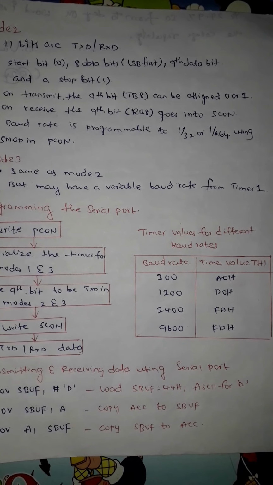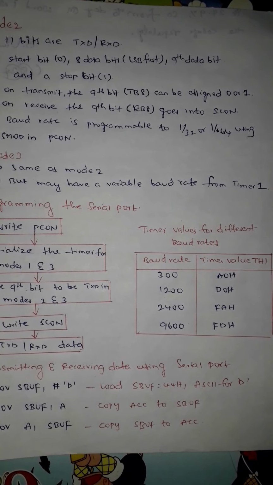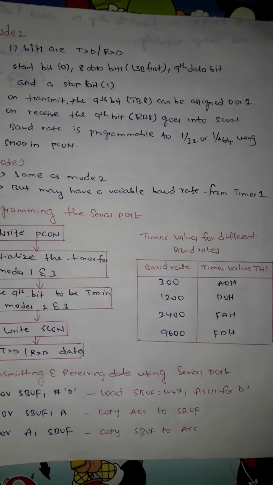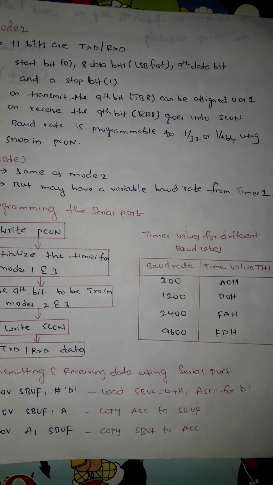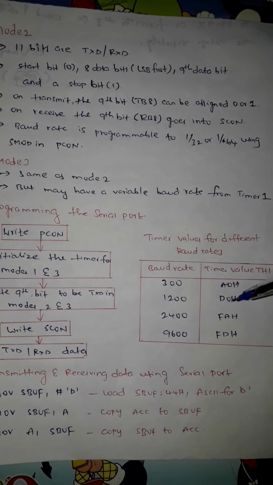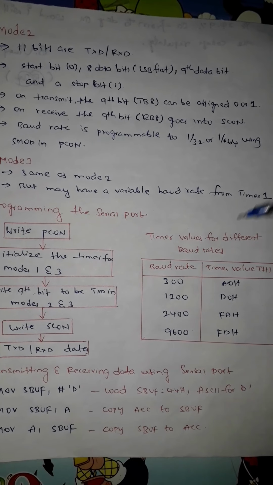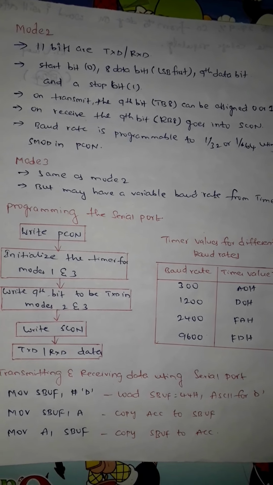In this 8-bit auto reload timer mode, if you load some value into TH1, it is automatically loaded into TL, so that it is used to generate different baud rates. You can load different values to get different baud rates, and these are 2400 and 9600. These are the standard baud rates at which the data is transferred.